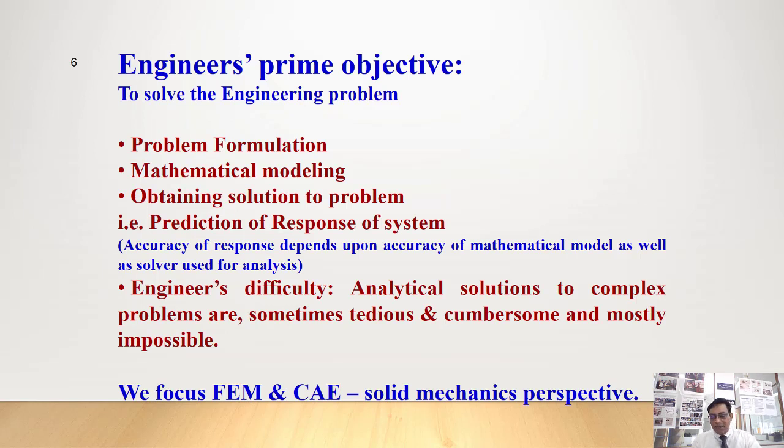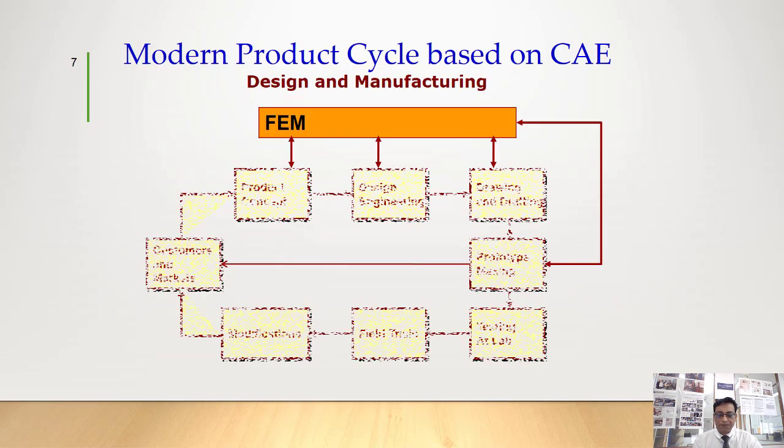Now, what is the engineer's prime objective? To solve the engineering problem, which includes problem formulation, mathematical modeling, and obtaining a solution to the problem. That is, prediction of the response of the system. Now, what is the engineering difficulty? Analytical solutions to complex problems are sometimes tedious and cumbersome, and sometimes, mostly, impossible. So we are focusing on FEM and CAE from a solid mechanics perspective.